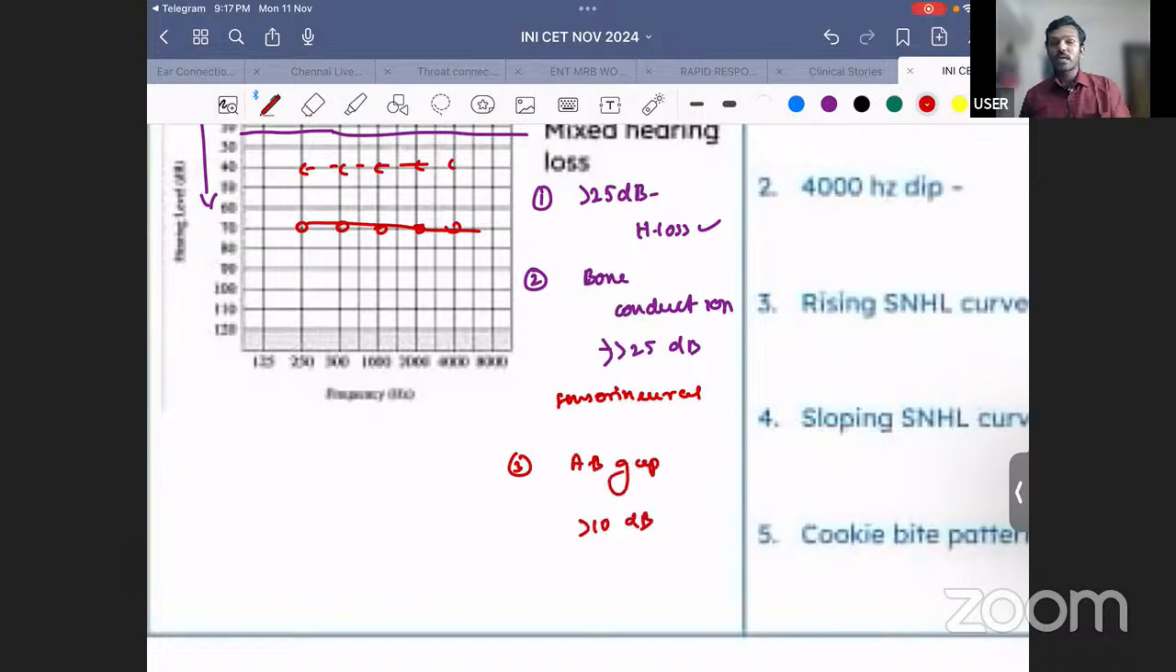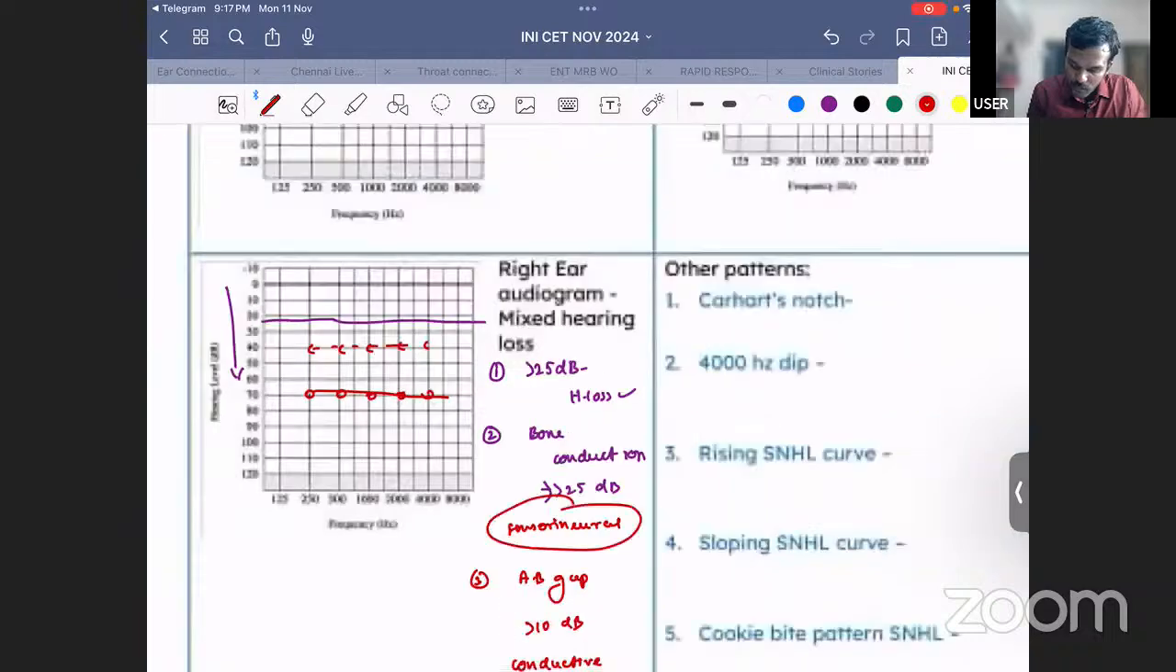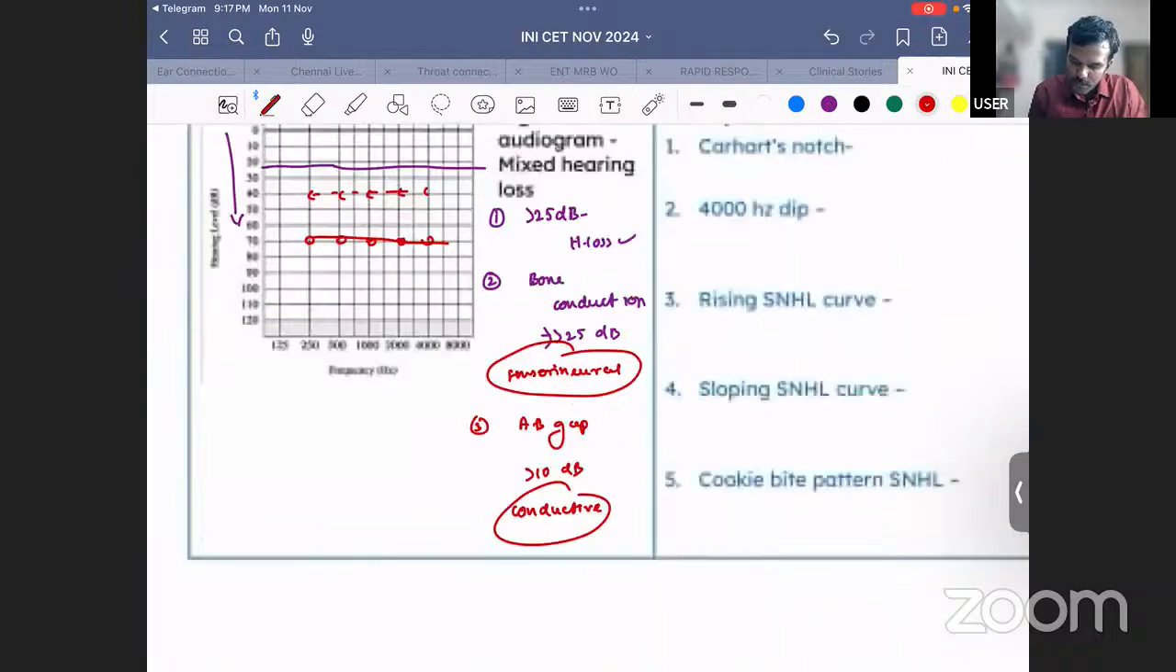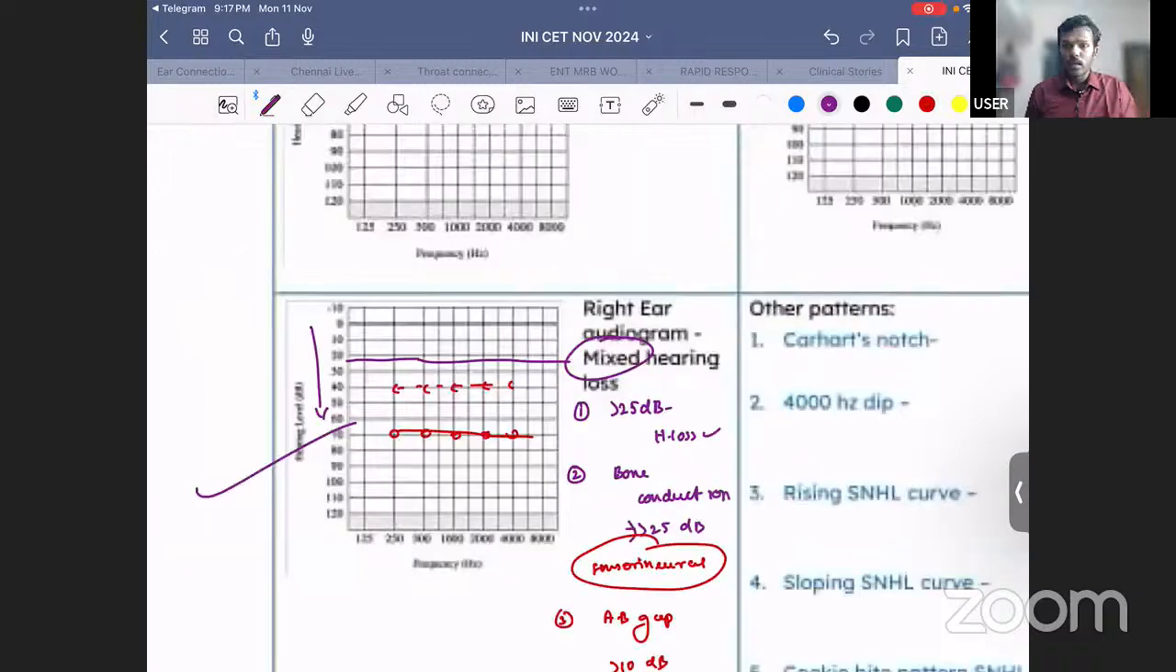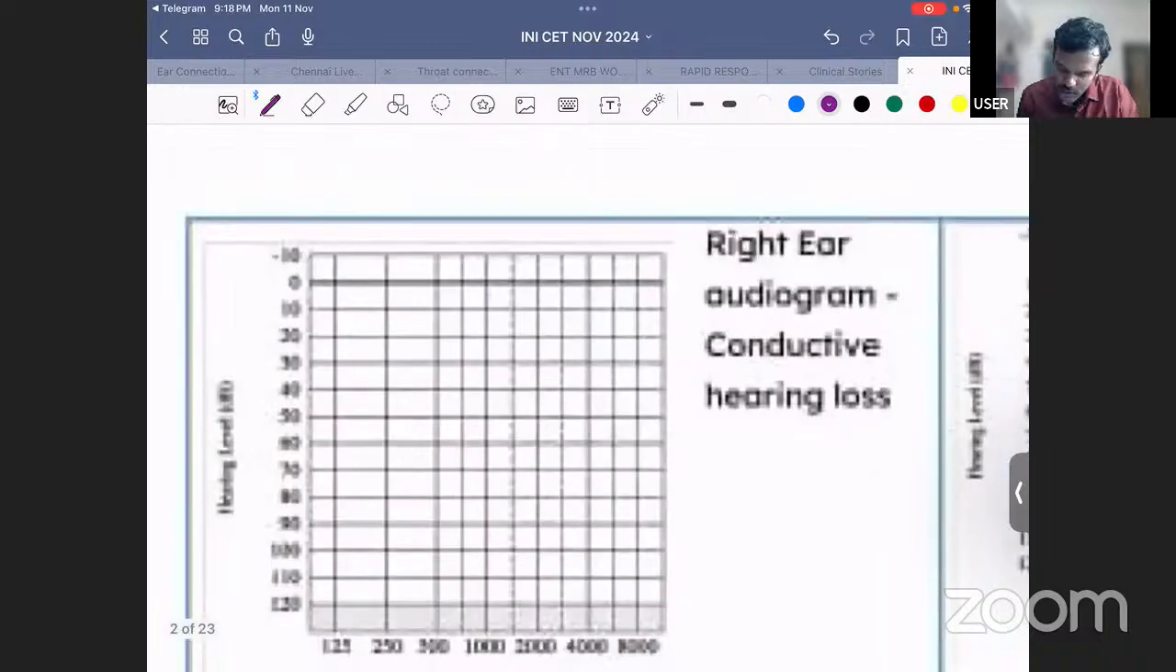So how would a conductive hearing loss picture and a sensory neural hearing loss picture look? This is a picture of right-sided conductive hearing loss.